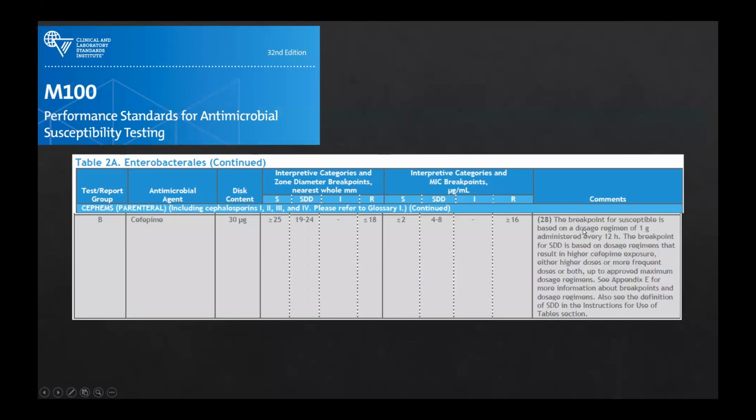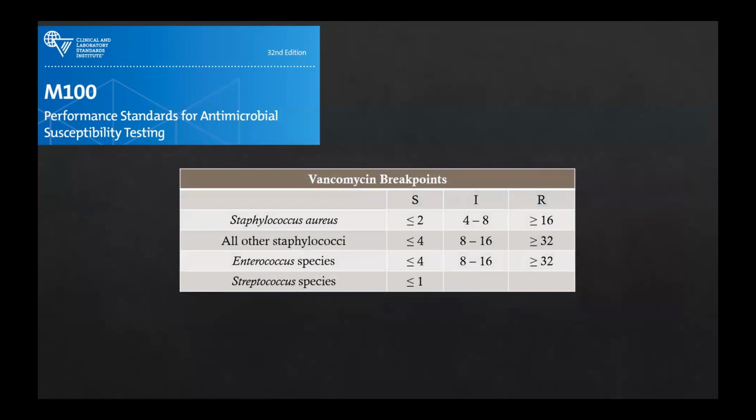You can see over here, the breakpoint for susceptible is based on the dosage regimen of 1 gram administered every 12 hours. But the breakpoint for SDD is based on dosing regimens that result in higher cefepime exposure, higher doses or more frequent doses. So for example, if you could do 2 grams every 12 hours, you could use SDD. Or if you did 1 gram every 8 hours, you could use SDD. So a little bit of a difference there. And I just wanted to put this in here to point out that they're not the same for all bugs.